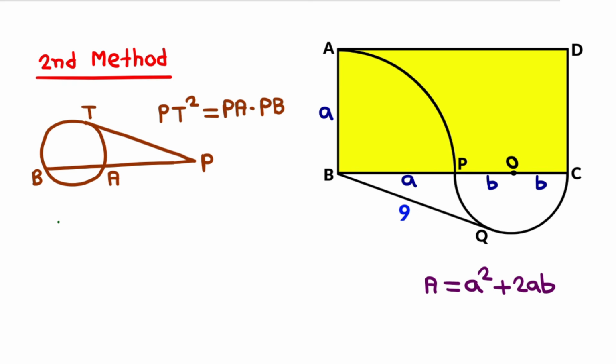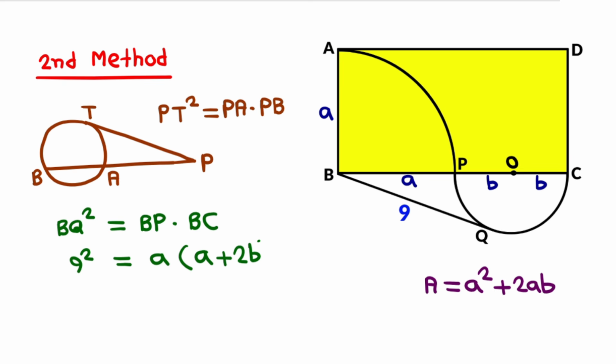So the theorem gives us BQ squared equals BP times BC. Substitute the values. 9 squared equals A times the quantity A plus 2B. Once again, 81 equals A squared plus 2AB. And that's exactly the area of the rectangle. So our final answer is 81 square units.